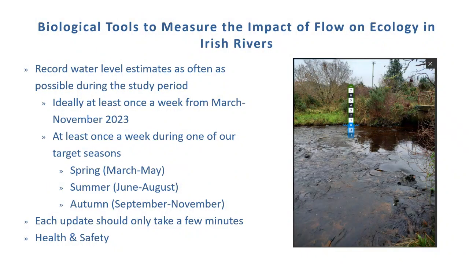Now, obviously, March to November is quite a long period of time to be taking weekly records. If you can't commit to that, even if you could commit to taking records at least once a week during one of our target seasons, that would be great. Spring is March to May, summer is June to August, autumn is September to November, to match our own seasons for our samples. If you can't commit to the whole nine months, that would be great as well, but obviously it's more useful for us to get a record over a nine-month period. So if you could do that, that would be great.